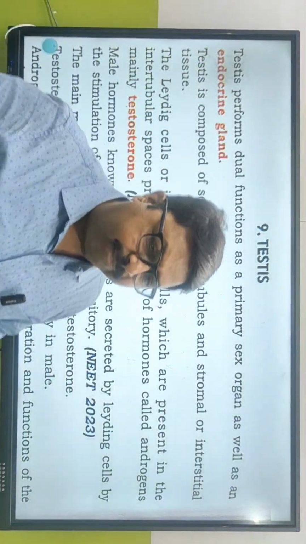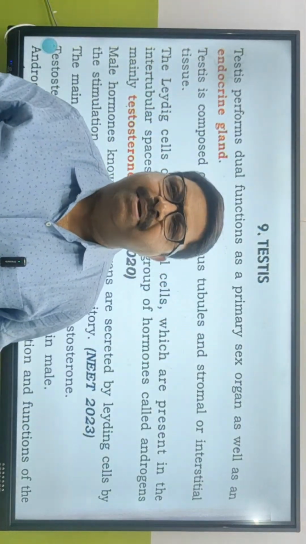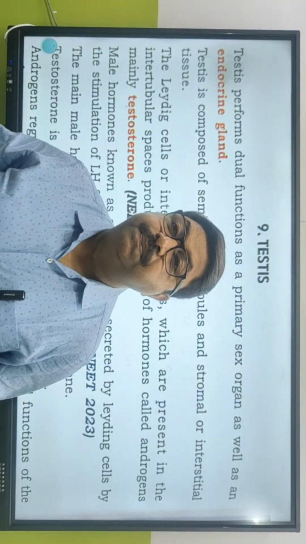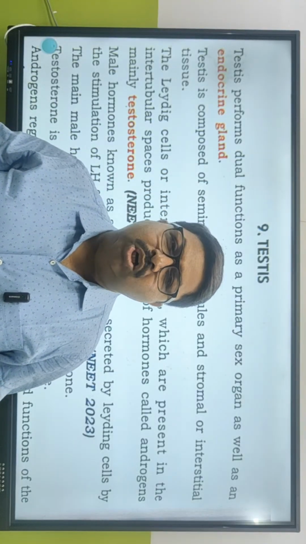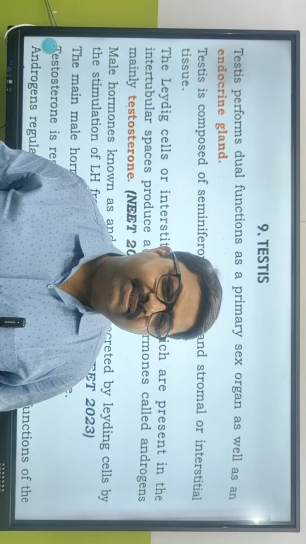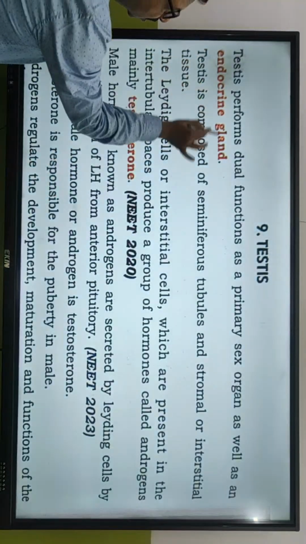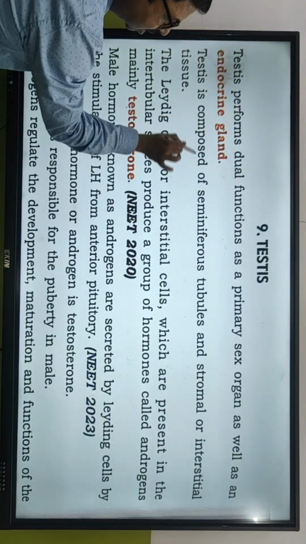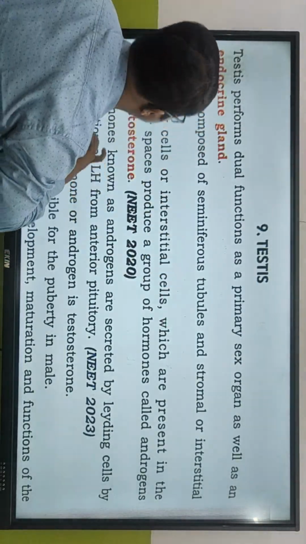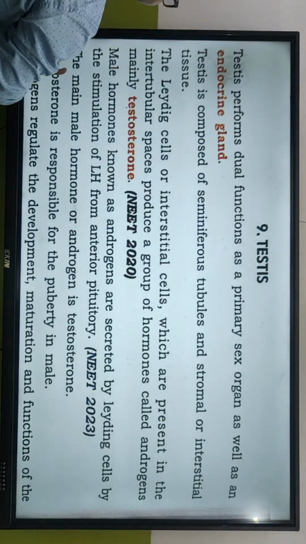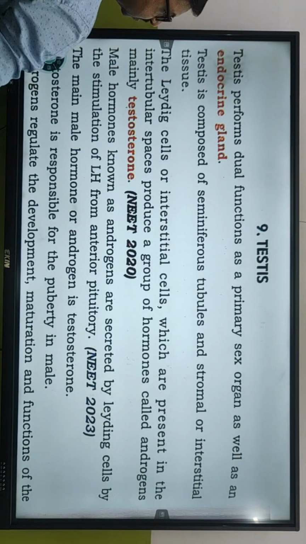Now Varun is going to tell me why testis is called a primary sex organ. Because the main gamete, the sperm, is produced inside the testis. But it also acts as an endocrine gland. Testis is composed of seminiferous tubules and stromal or interstitial tissues. Let me talk a little bit about the testis.